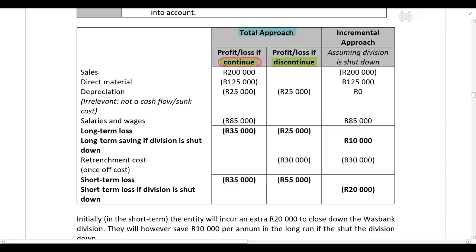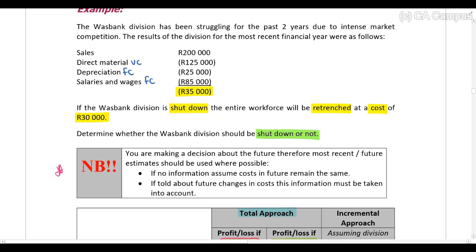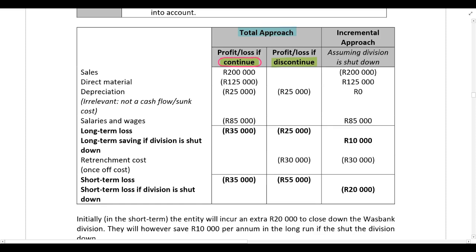So let's first look at what will happen if the company continues. So if they don't shut down the division, they continue with this division. If they continue, they'll obviously have sales of 200,000 Rand. They will incur material costs of 125,000. They will also have the depreciation cost of 25,000, and they will incur salaries and wages of 85,000. So if they continue, they make a loss of 35,000. And you guys can see that is exactly what I have in my continue calculation. Okay, very simple calculation. The only thing we need to now consider is if we discontinue.